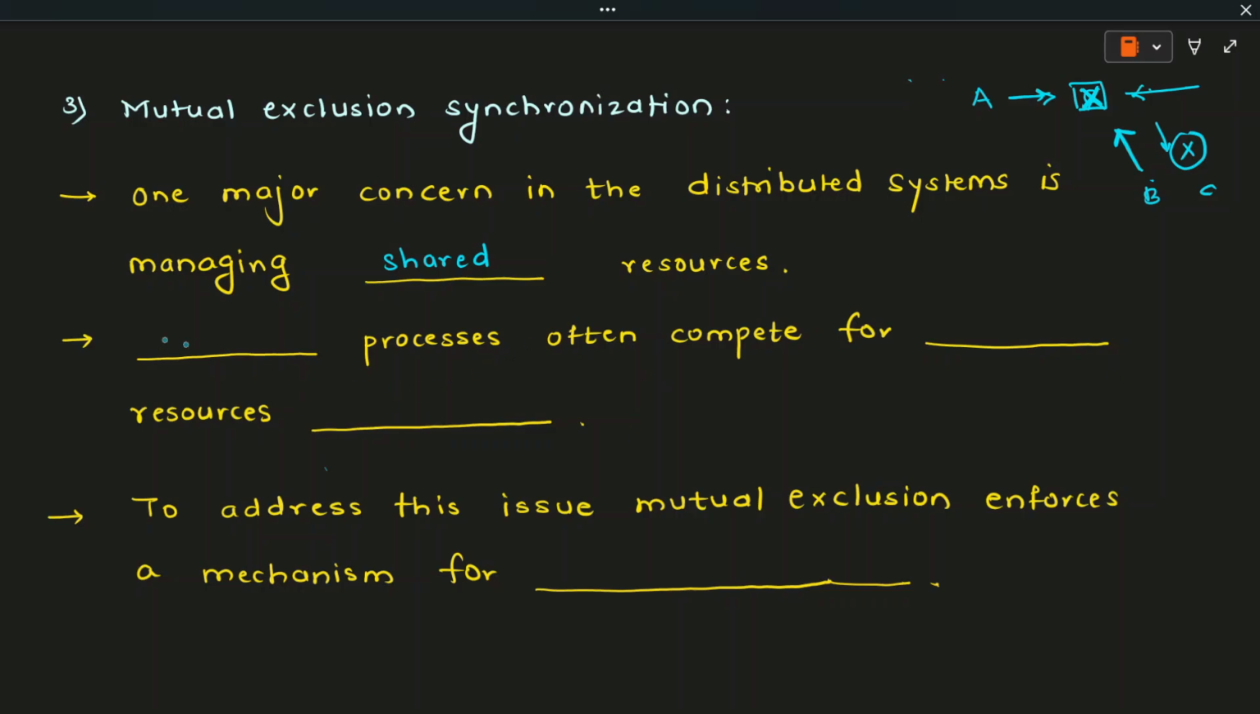In a distributed system, multiple processes often compete for shared resources simultaneously. That is going to create a big mess if it is not handled properly. To address this issue, mutual exclusion enforces a mechanism for accessing the resources. So this is what mutual exclusion synchronization is.